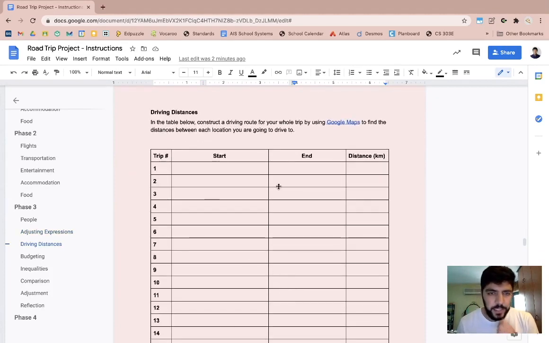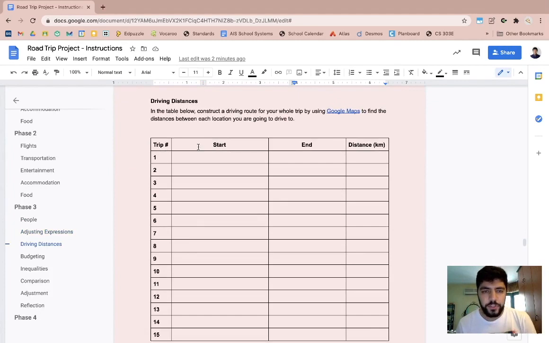In this section, you're going to calculate how many kilometers you're going to be driving at all. And so this is very important because it's very detailed. You're going to start your first drive in the airport, assuming you pick up your rental car there. So your first trip is going to be from the airport to the hotel. And you can just write airport and hotel here, okay? And use Google Maps to find the distance that it'll be. So write the distance in kilometers. Then let's say you go to your first destination.